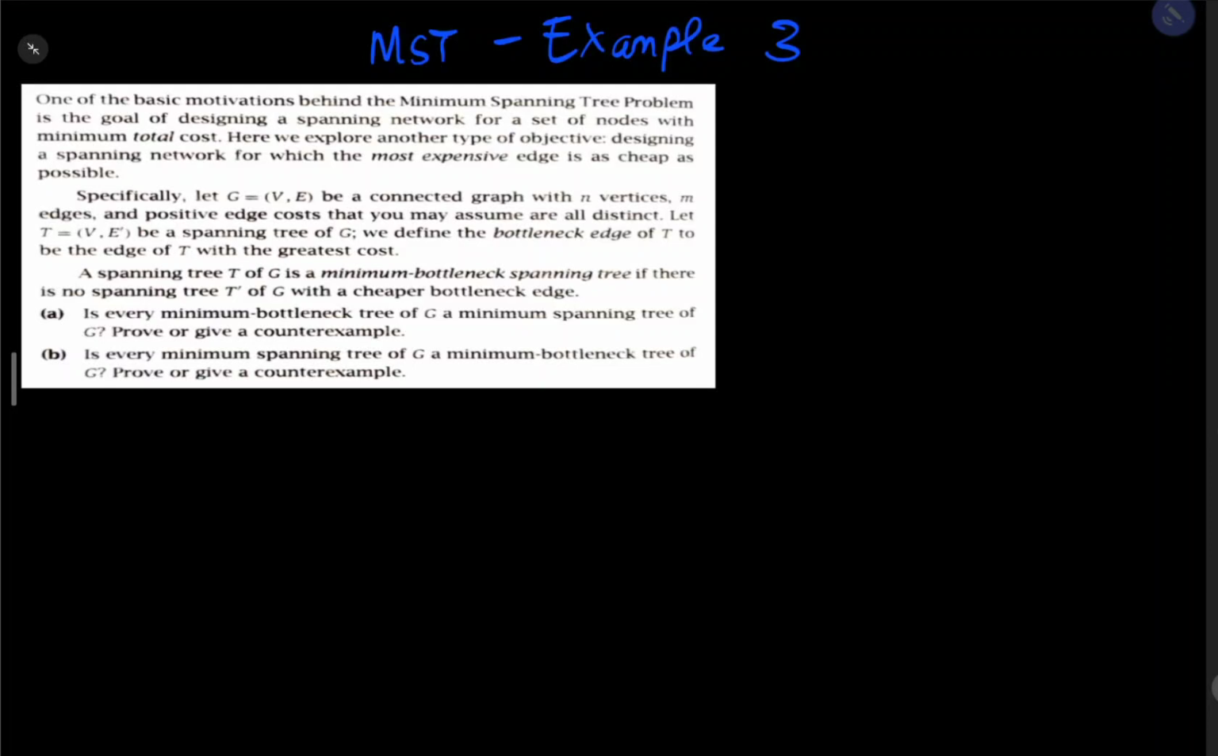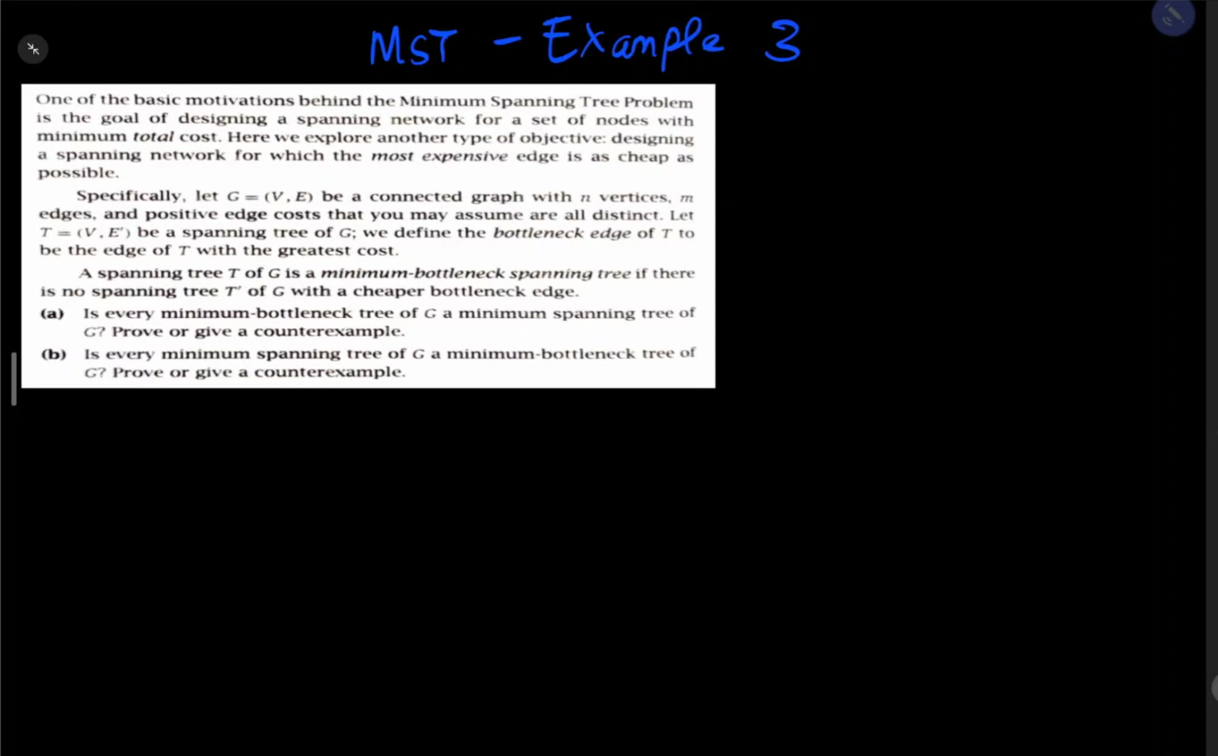So I would like you to pause this video, read up the question and get right back. For the first question, we want to determine whether every minimum bottleneck tree of a graph is a minimum spanning tree of that graph. We want to either prove it if it's true or give a counterexample if it's not. And for this question A, it is not true, and we'll be giving a counterexample.